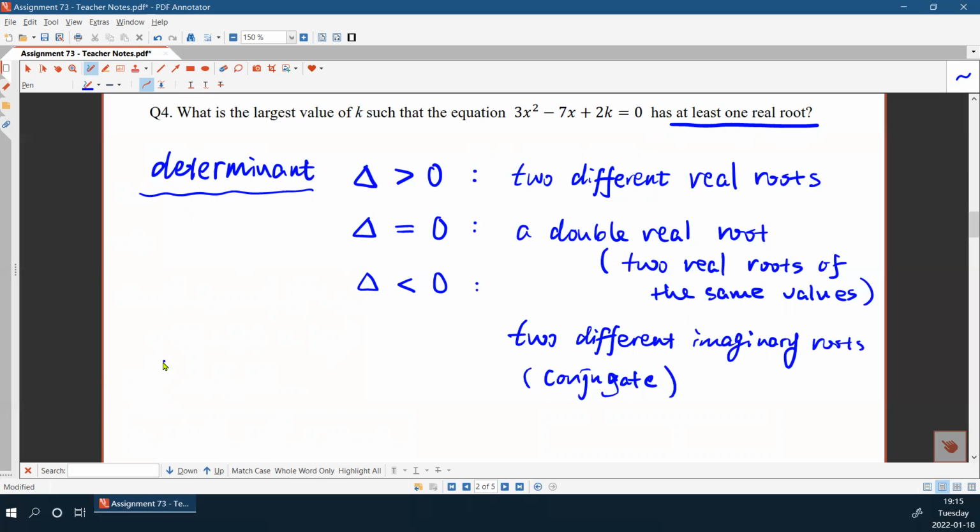Delta bigger or equal to 0. Okay, delta needs to be greater than or equal to 0, right? Yeah. This is equivalent to at least one real root.